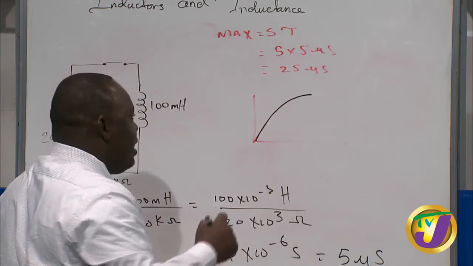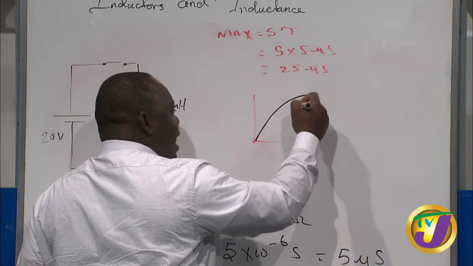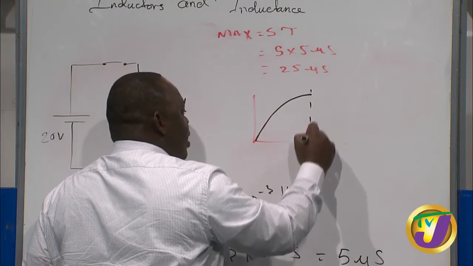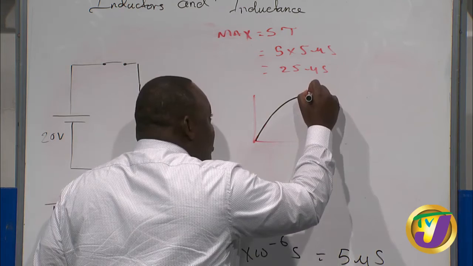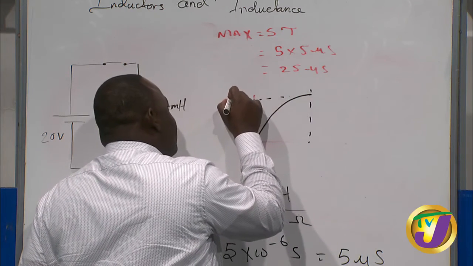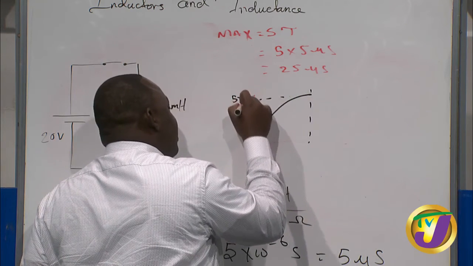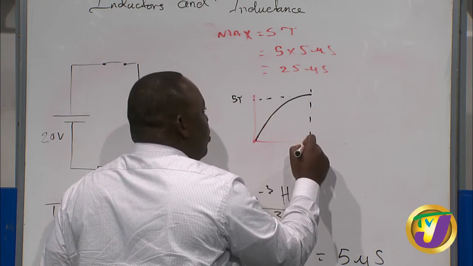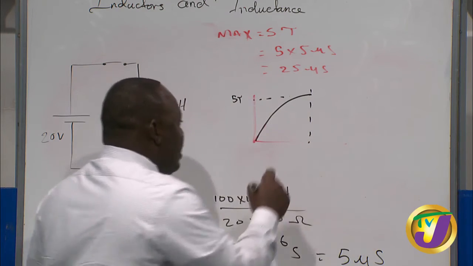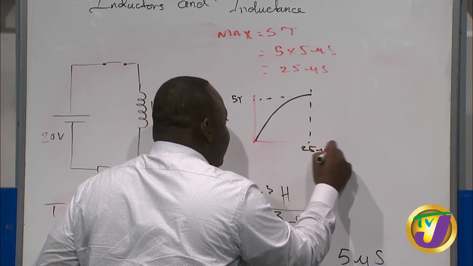All right, so if you look at your inductor current as well as your IR, your resistor current, it will be doing what? Rising. But for it to reach its maximum right here, which is going to be your 5 tau, that maximum would actually be 25 microseconds here.